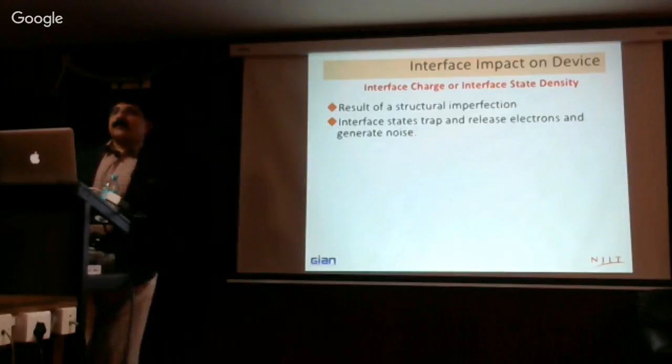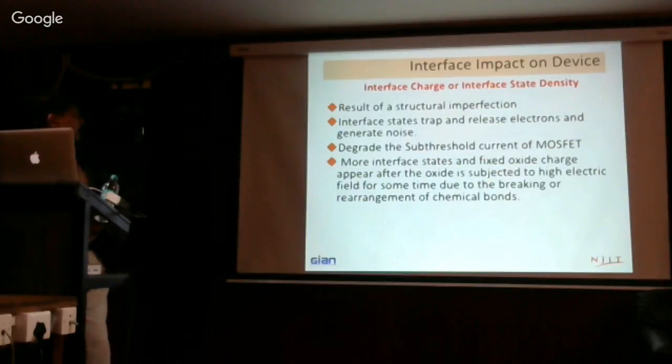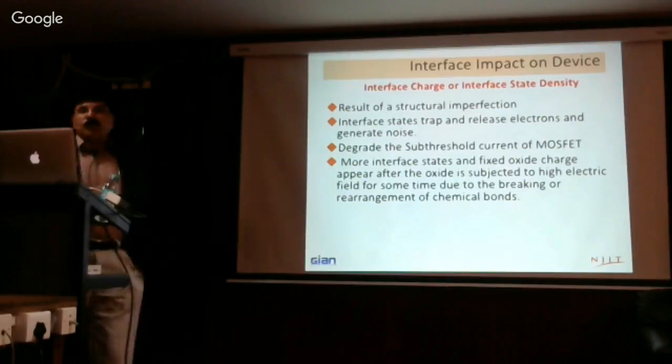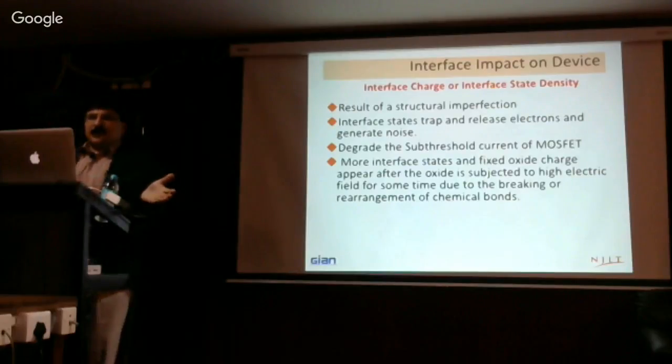And now with the high K, it is also very important because the amount of charge that we are going to manage inside the device is so small. If the interface charge is higher, it also degrades the surface hole current in the MOSFET. And more interface states and fixed charge appear after the oxides. If you give this high electric field stress, then the interface state density changes. We will see how it works.